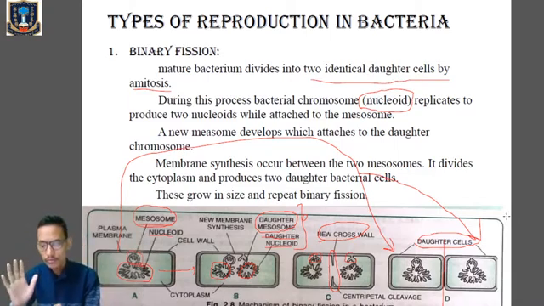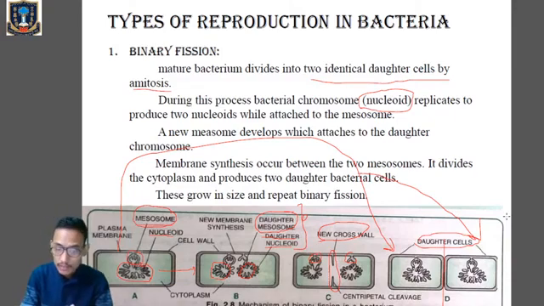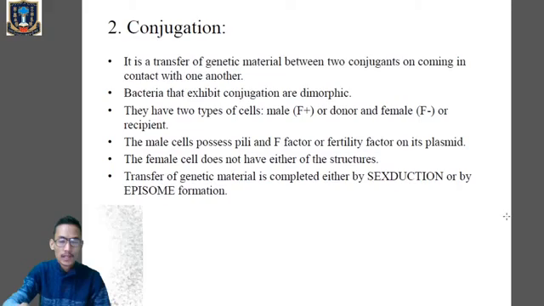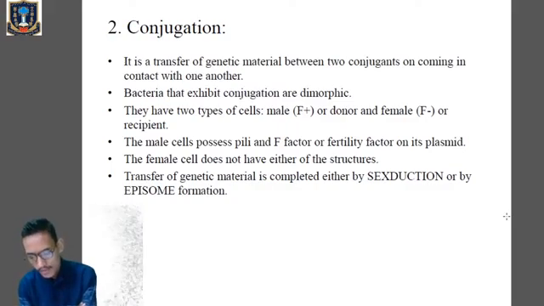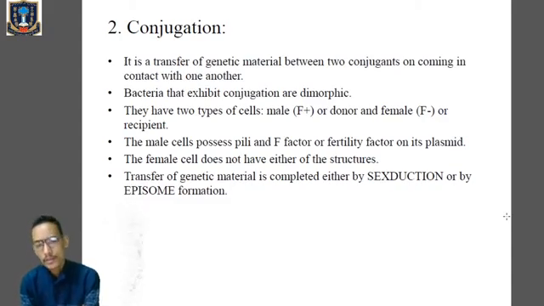Okay, so the first mode of reproduction in case of bacteria is binary fission. Now let's talk about conjugation. Okay, so it is a primitive form of sexual reproduction which was discovered by Lederberg, the name of the scientist, in E. coli. Clear?